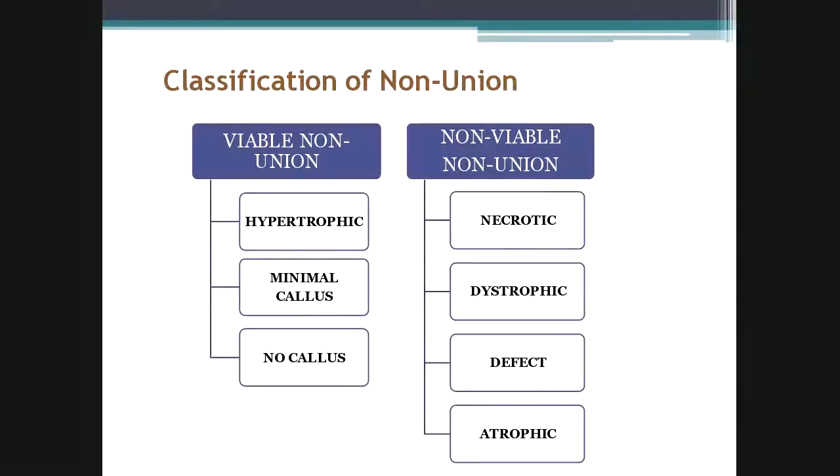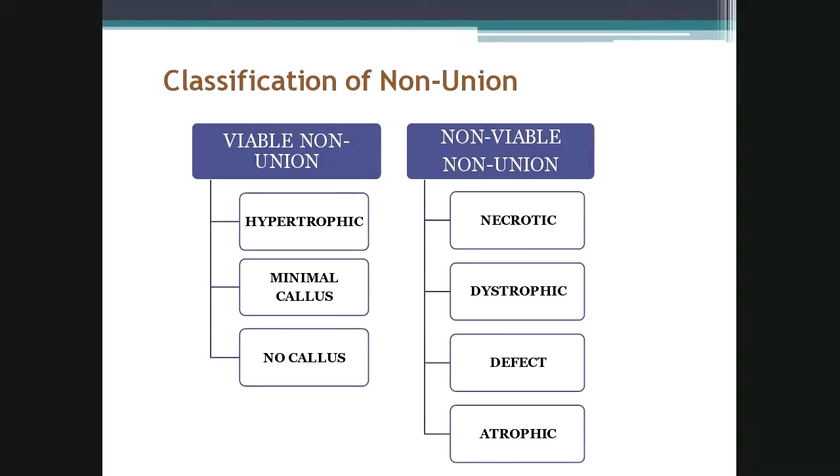So viable non-union is classified according to the amount of callus present. Hypertrophic viable non-union means there's abundant callus, but it doesn't bridge the fracture gap. Fibrous tissue and cartilage between the fragments remain as a result of continuous motion.